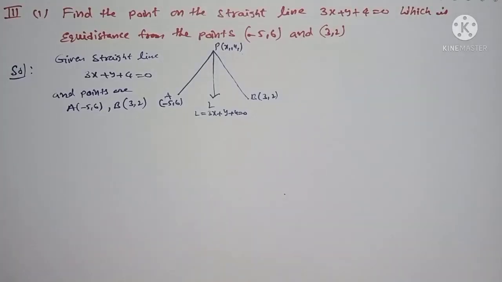Third bit, third Roman. First problem is: find the point on the straight line 3x + y + 4 = 0 which is equidistant from the points (-5, 6) and (3, 2). Once again the question is very easy, but first you should understand the question.